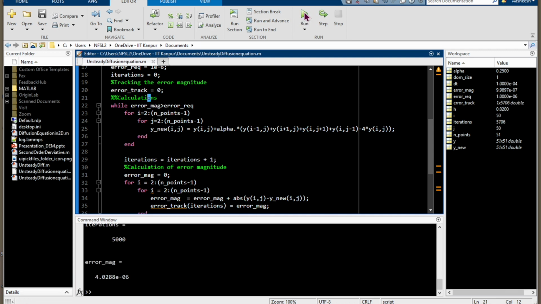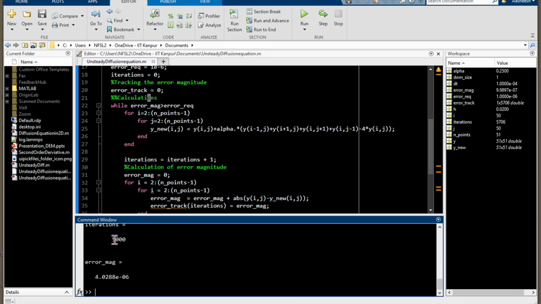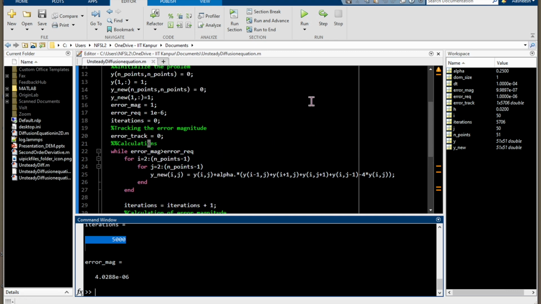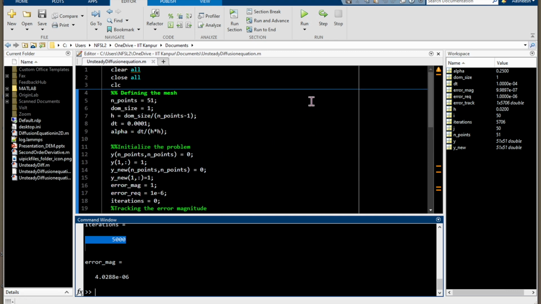I'm running it again. So it gave me the value in 5000 iterations here. You can see the delta t is 10 to the minus 4, and the error magnitude is coming less than the error requirement. That is why the problem has converged. Domain size is, as I said, 1. Alpha is coming as 0.25. Hence delta t is 10 to the power minus 4, divided by h square.